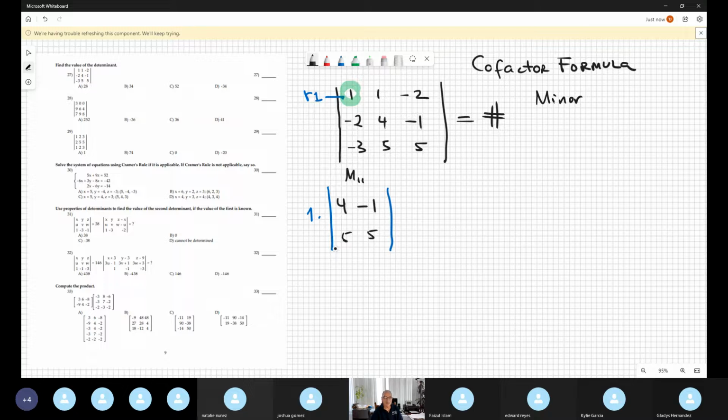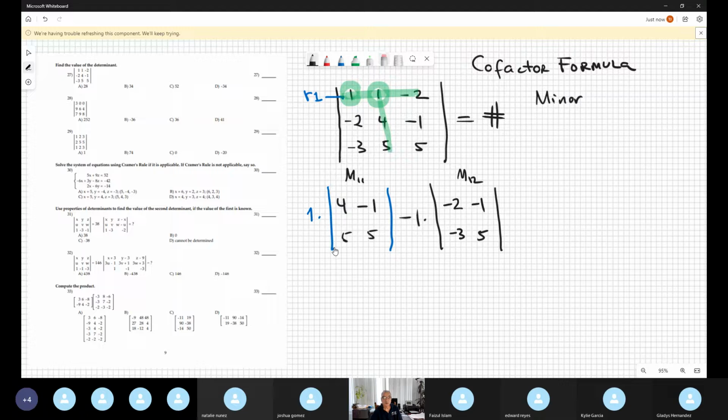And the sign is alternating: plus, minus, plus, minus. The next is minus. Minus who? Minus 1, because for this 1 you change the sign. Minus, multiplied by a new 2 by 2 determinant, which is easy, formed when you delete mentally this row and this column. And we have now -2, -1, -3, and +5. Now, this is the minor 1,2.